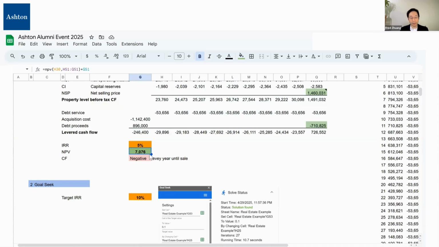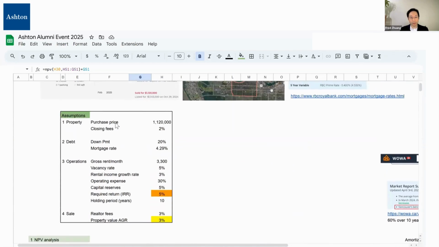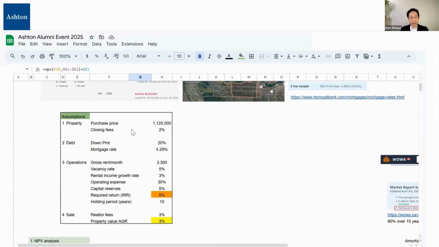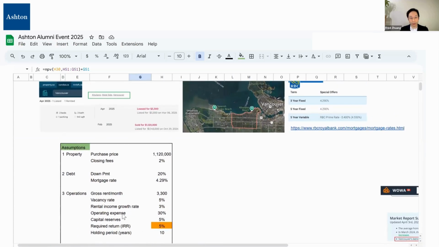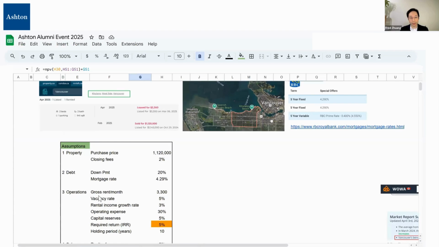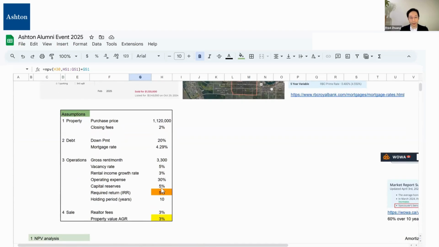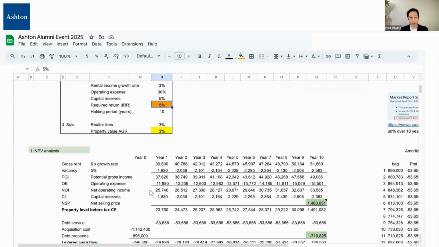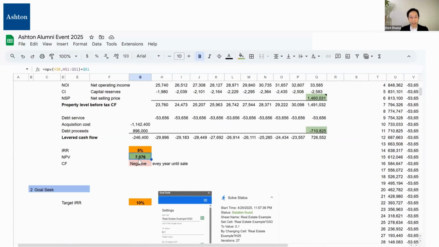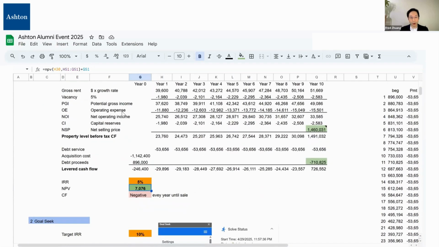So what does this number mean? It means that if we take on this project, assuming this price with all the debt, operations, and sale assumptions, discounted at 5% return, this project today is worth $7,000 plus. So if we only look at the quantitative analysis, this seems almost barely better than break even. So it's not really that good of a deal.